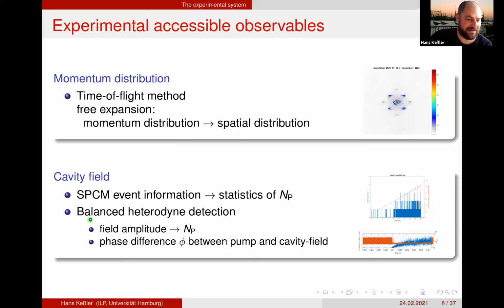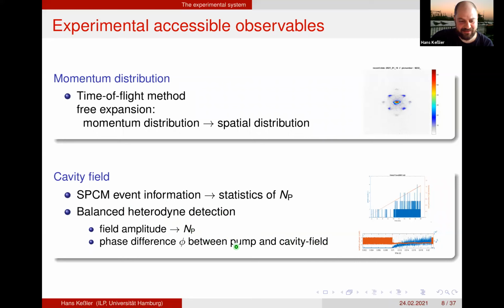In addition, we have implemented a balanced heterodyne detection. With this detection, we can access the field amplitude of the intracavity field, so the intracavity photon number as well. A typical data set is here on the right-hand side, the blue curve, and both data are actually from the same single shot. You see that the signal to noise is much better with the balanced heterodyne detection, because we overlap the light leaking through one of the mirrors with a strong local oscillator to amplify it. Unfortunately, we lose the event information. So if you want to access the statistics, we still need to use the single photon counting module. But if you're just interested in the amplitude, we better use the heterodyne detection.